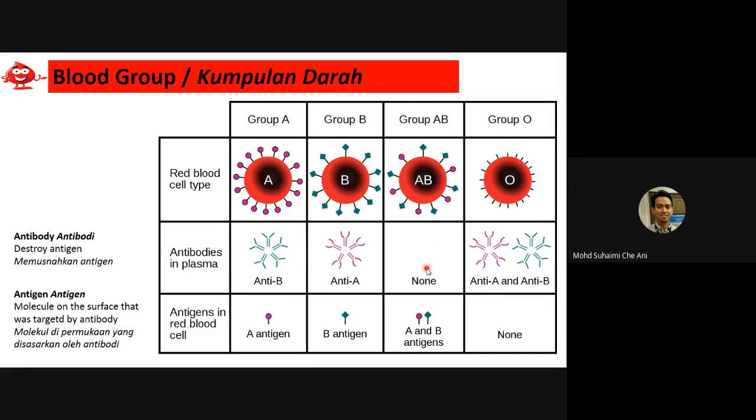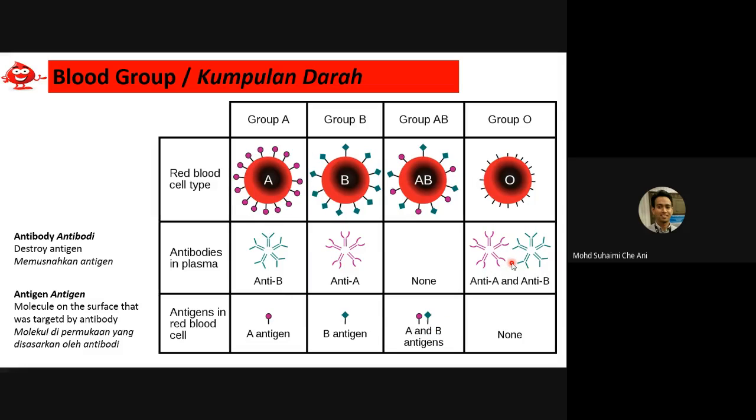Dia tak benci sesiapa pun. So dia suka semua. When they like everyone, they can receive all the types of blood. While O, dia ada anti-A, dia ada anti-B. When they have the anti-A and the anti-B, they cannot receive the blood that contains the antigen A and B. So for example, A ada anti-B, B you got anti-A, AB dia tak ada anti-A dan anti-B.